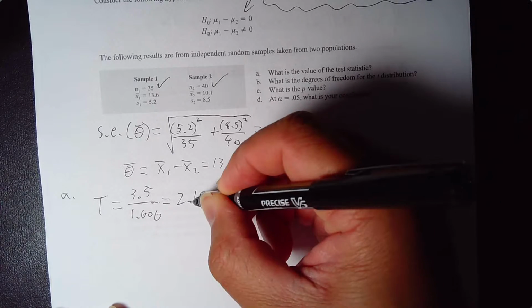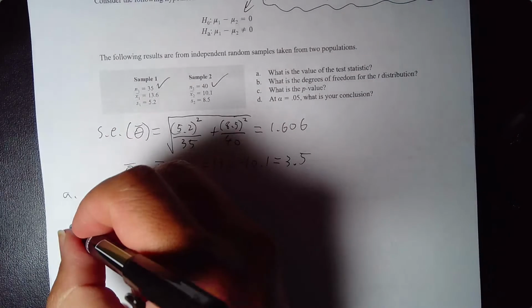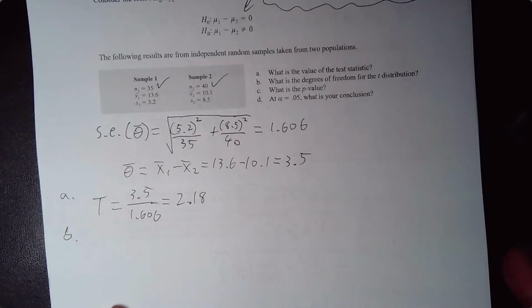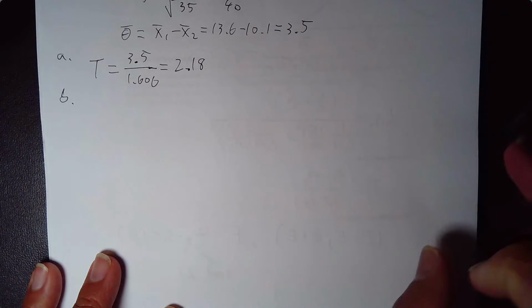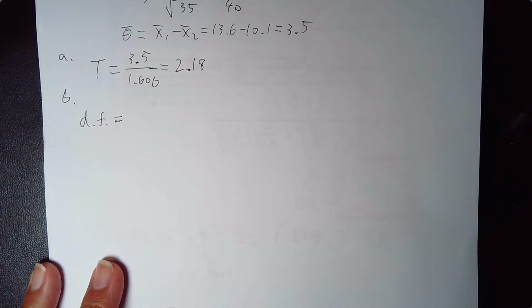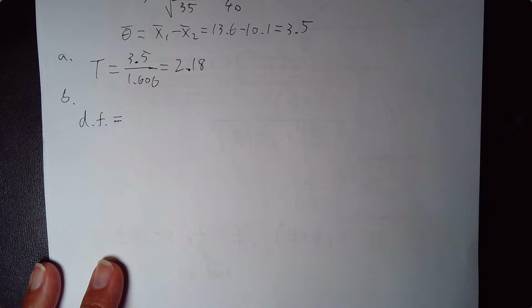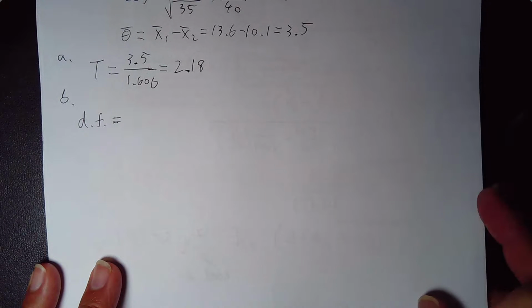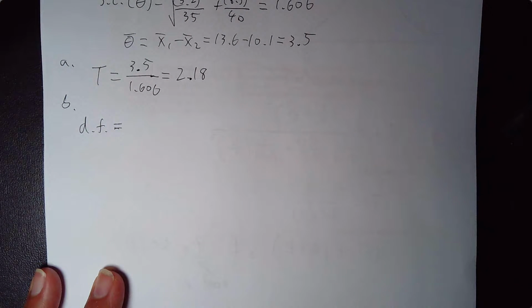Okay, that is the test statistic. B. All right, now let's go ahead and calculate the degrees of freedom. Go ahead and follow the formula. Pause the video, follow the formula, and give this a try. Just plug in all the numbers and see if you can calculate this.